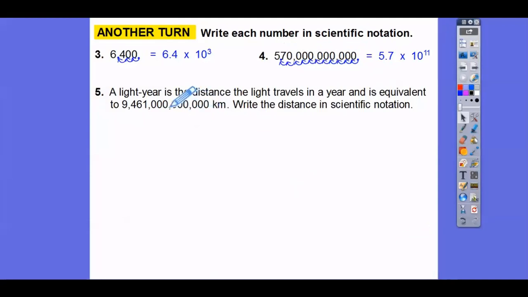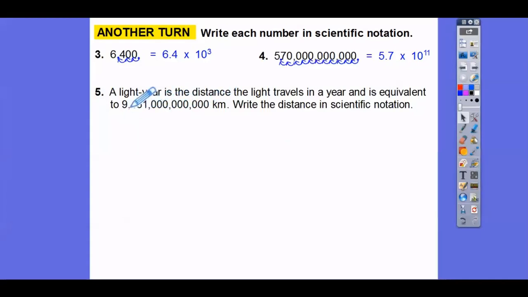A light year is the distance that light travels in a year and is equivalent to this number of kilometers. Write the distance in scientific notation. It's a very large number, Miss Sahar. I couldn't read it. It's okay. I'm going to say the same. Can you see any decimal point? No, I can't see. So let's answer.